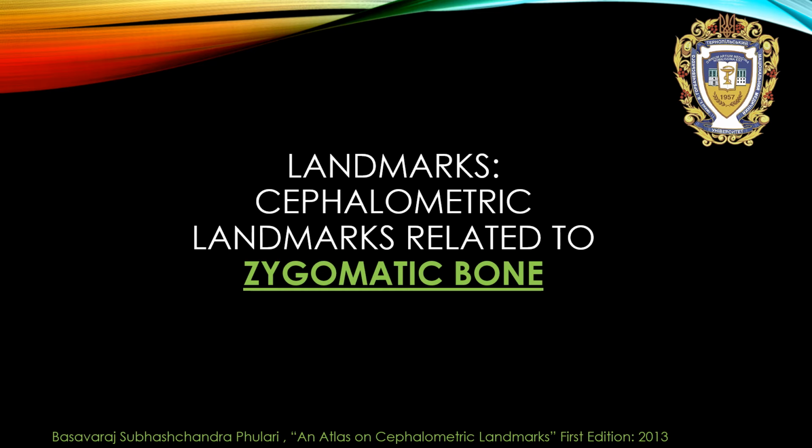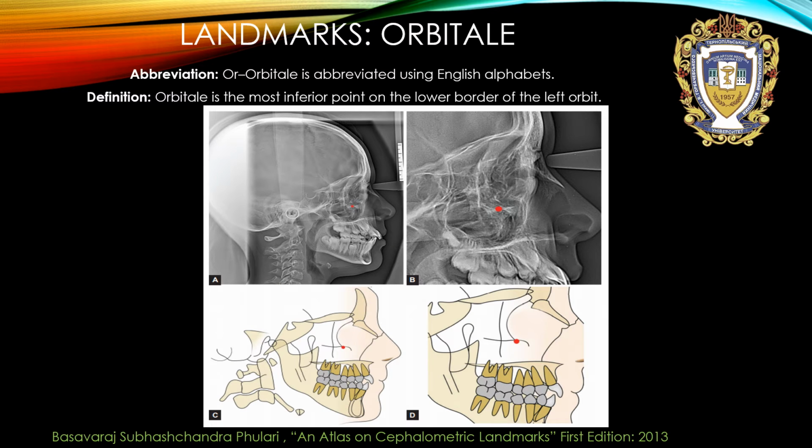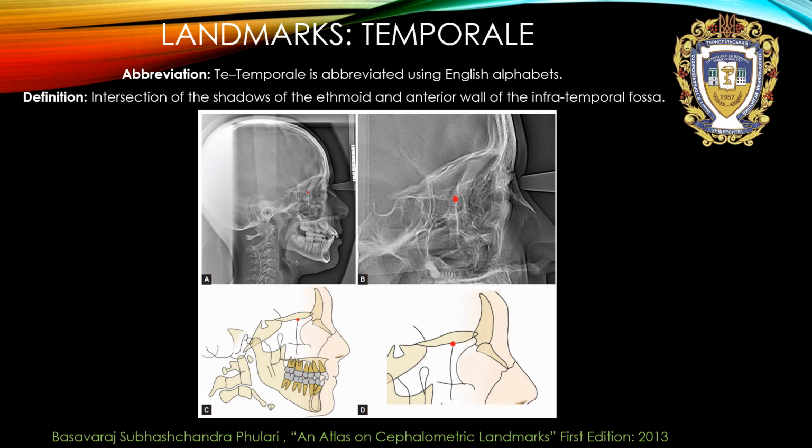Landmarks related to zygomatic bone. Only 2 points. Orbitale point is the most inferior point of the lower border of the left orbit. And temporale point, intersection of the shadows of the ethmoid and anterior wall of the infratemporal fossa.